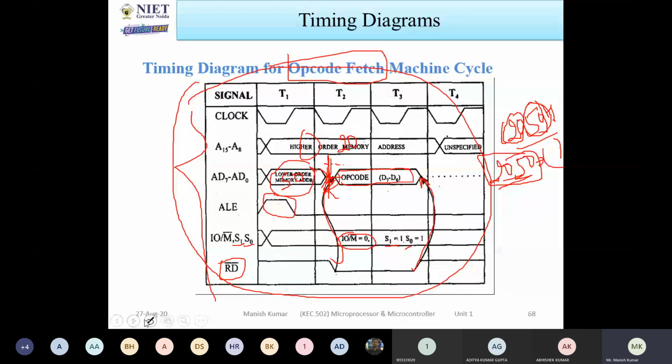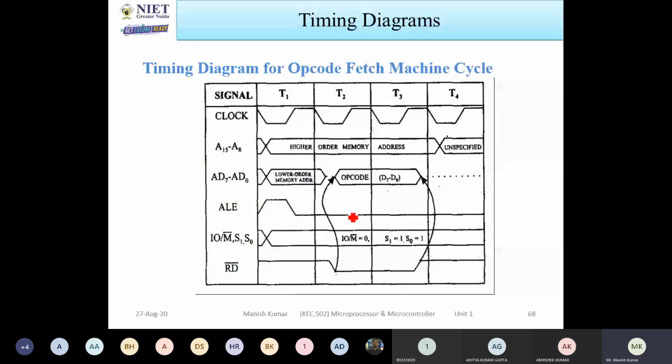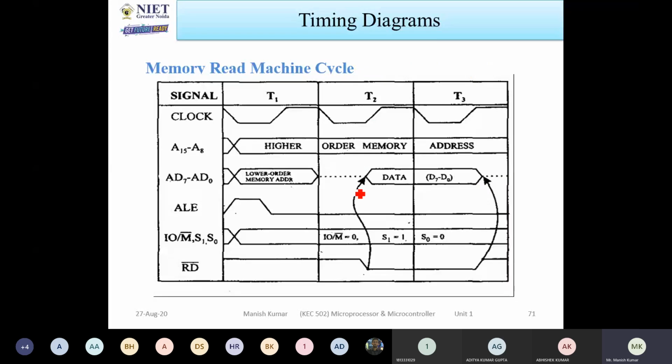Fine. Now you can see for reading, I am talking about reading. Reading requires only 3 T states. Correct. What about T4? I already told you that this is the tri-state. It means that the processor will do some operation after taking this opcode. Now when you are talking about the read cycle, you can see only 3 T states will be required. So I have put T1, T2, T3.